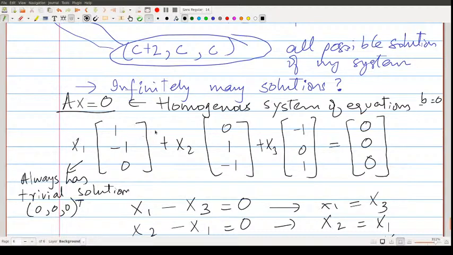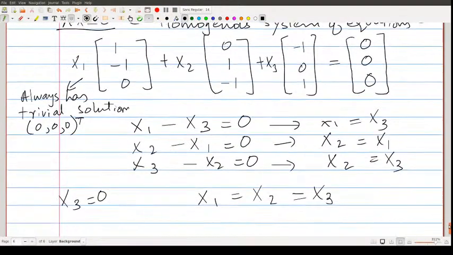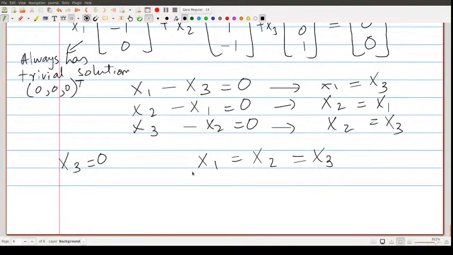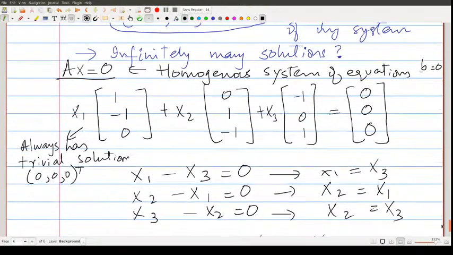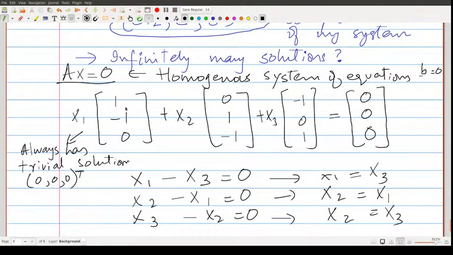So 0 times this, 0 times this, 0 times this, and I get the same thing, right? But this equation seems to tell me that if I take any values that are the same, so if I set this to be 1 and this to be 1 and this to be 1, I might get the same solution. And it's true, right? If I take 1, 1, 1, the first row gives me 1 minus 1, the second row gives me minus 1 plus 1, the third row gives me minus 1 plus 1. All of them will give me 0, 0, 0, right?